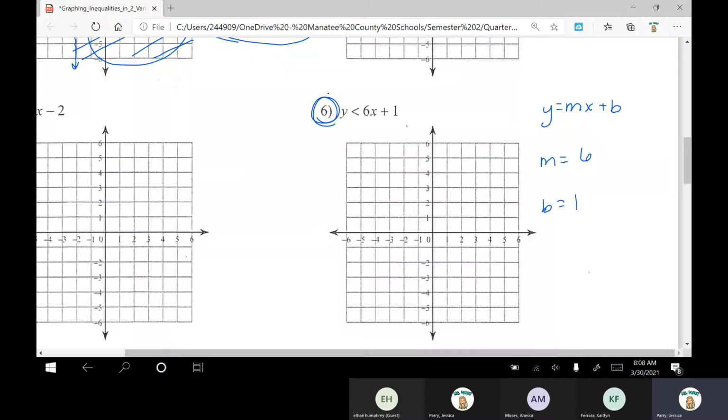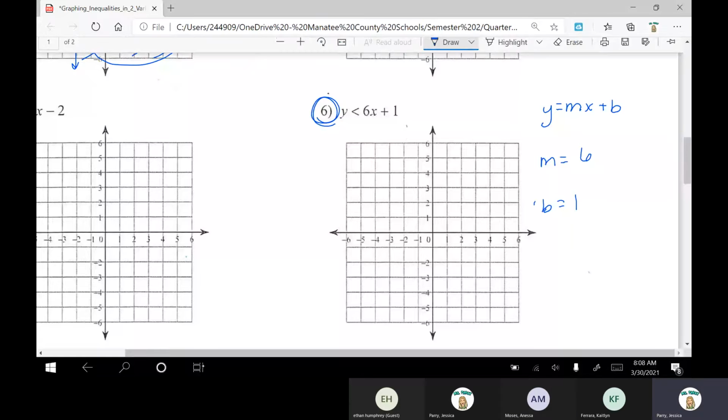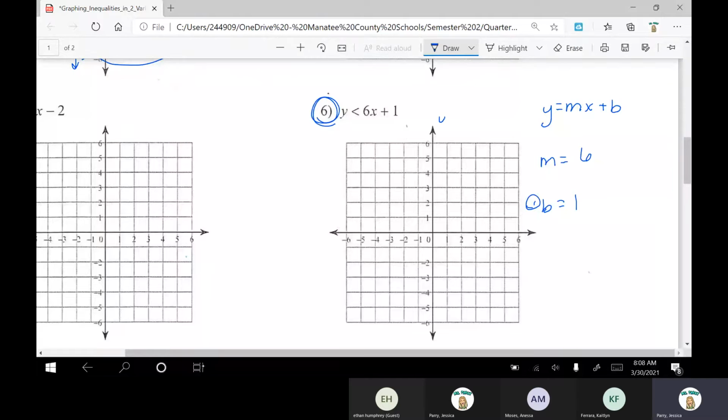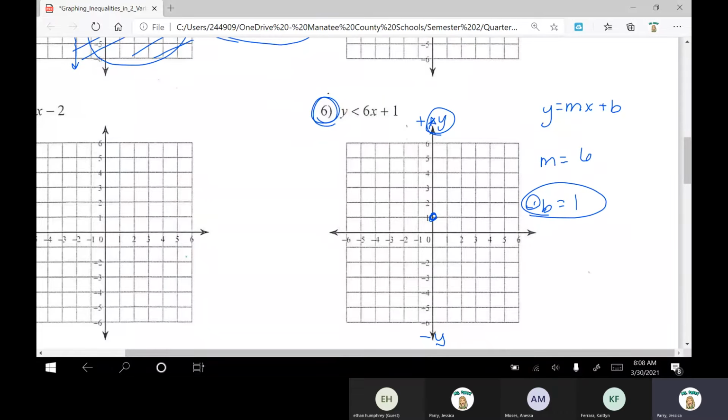What's the first thing I put on my graph? M or B, the slope or the y-intercept? B. B, the y-intercept. That's going to go on the graph first. That goes on the y-axis, the line that goes up and down. Up is positive y, down is negative y. And our B, the y-intercept, is a positive 1. So here's my y-intercept of a positive 1.